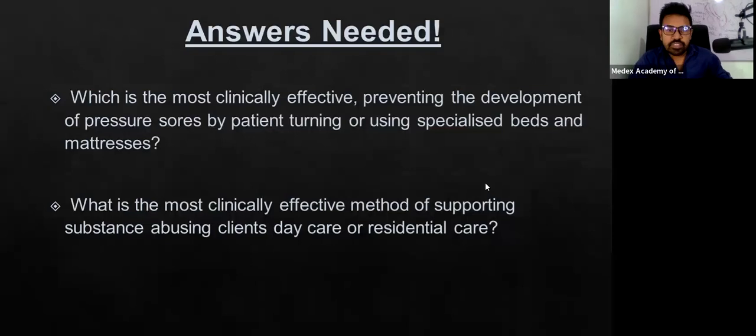Let's see. So what is the most clinically effective method of supporting a substance abusing client, day care or residential care? I saw that an answer was received for that as well. Yes, the answer received was residential care. Suppose drug abuse, say they have taken heroin: is it better to give heroin addicts day care or residential care? So what do you think? Yes, again. Which is better? Day care or residential care?